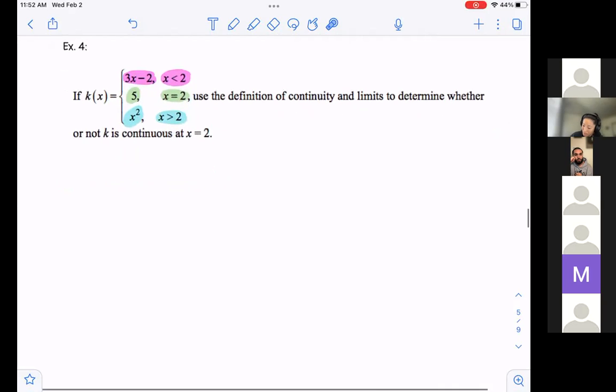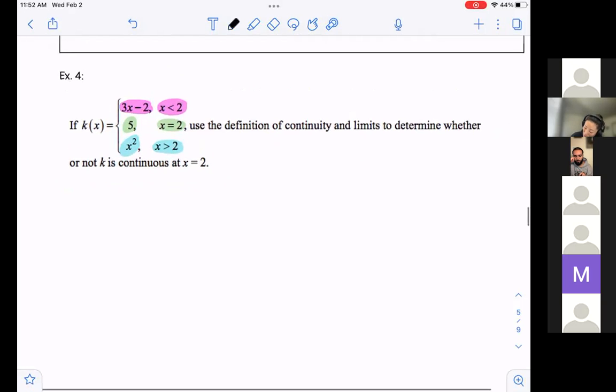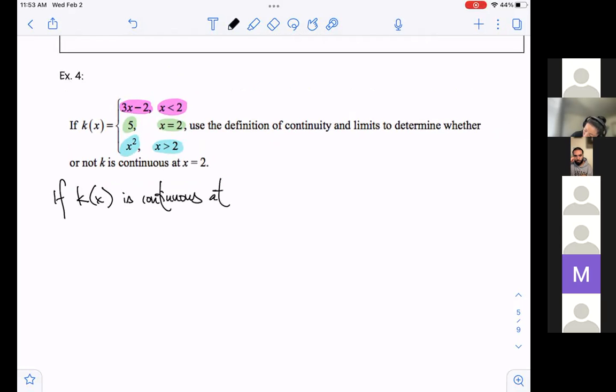So based on that, I'm going to ask us to come up with whether or not the function is continuous at 2, all right? And so here's how we're going to do this. If k of x is continuous at x equals 2, okay? So continuous, let's see, earlier we talked about a definition for continuity. What things did we check to make sure were true in order for something to be continuous?